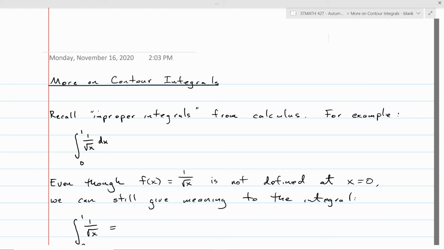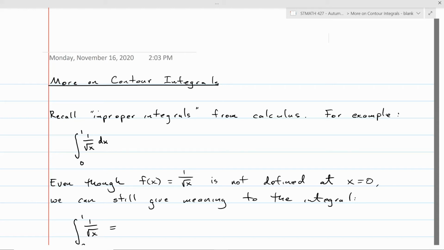So the issue that we want to look at here is, what if the contour of our integral passes over some discontinuity in the function? For example, this might happen at a branch cut for the function.